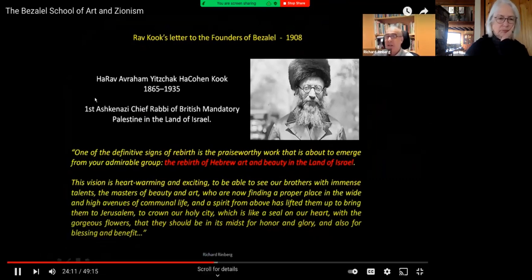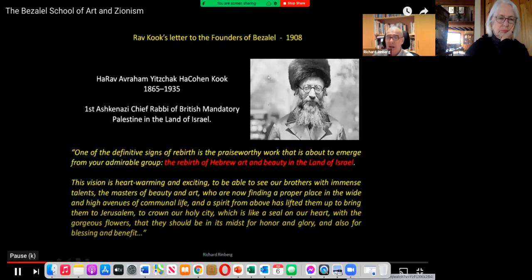And at the time, Rav Kook, who's going to become the first Ashkenazi chief rabbi, in 1908, he's going to write a famous letter to the founders of Bezalel. Now, Rav Kook is very much from the religious side, but he's going to draw together. Rav Kook is one of these amazing individuals who can bring together all sides of the equation. And he's got the heart of a poet.